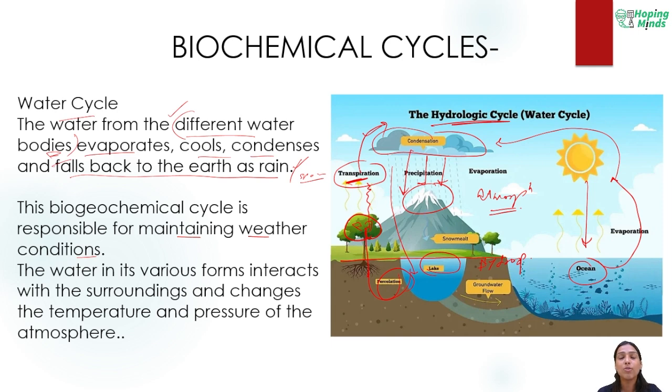And that's all because of the environment. The environment is so self-sufficient. It's like when it's too hot, the sun evaporates water on its own and it condenses and comes down as rain. So it maintains weather conditions on its own. The water in its various forms interacts with the surroundings and changes the temperature and pressure of the atmosphere. The word that we studied earlier, turbidity.